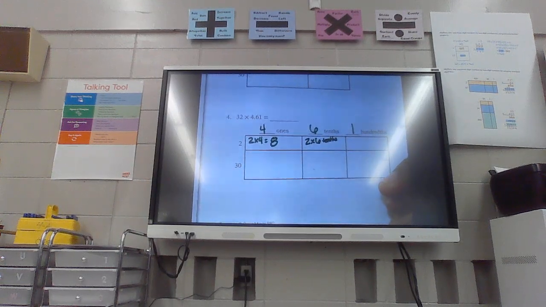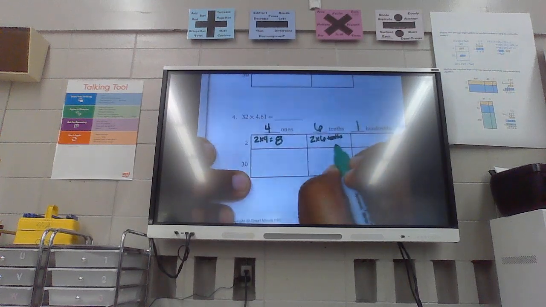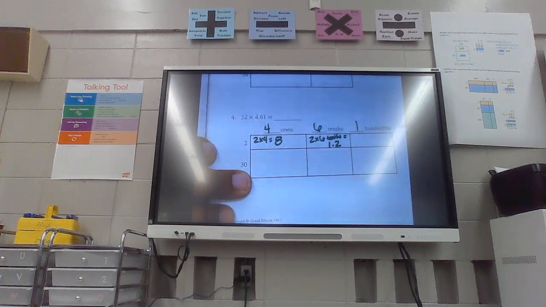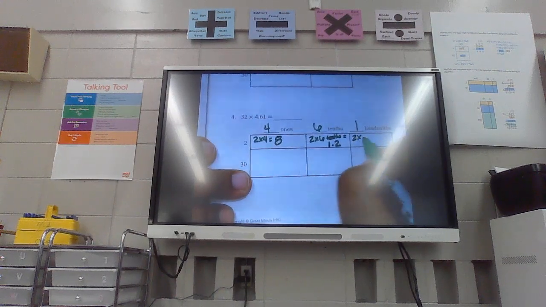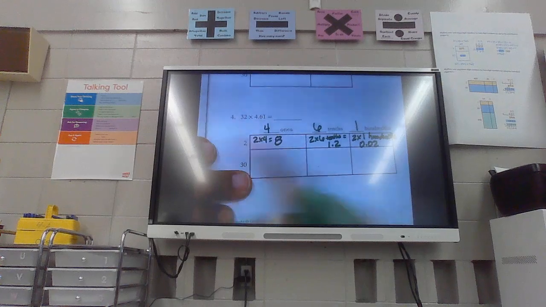How do I write 12 tenths as a number? 1.2. So I know that this equals 1.2. So that is 12 tenths. This next one should be 2 times 1 hundredth, which equals 2 hundredths. How do I write that as a number? 0.02. Exactly. So we got that first row done.